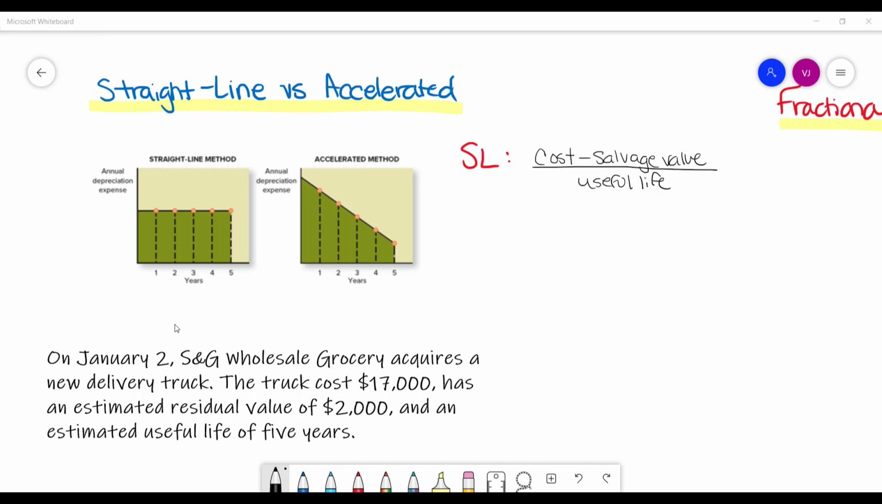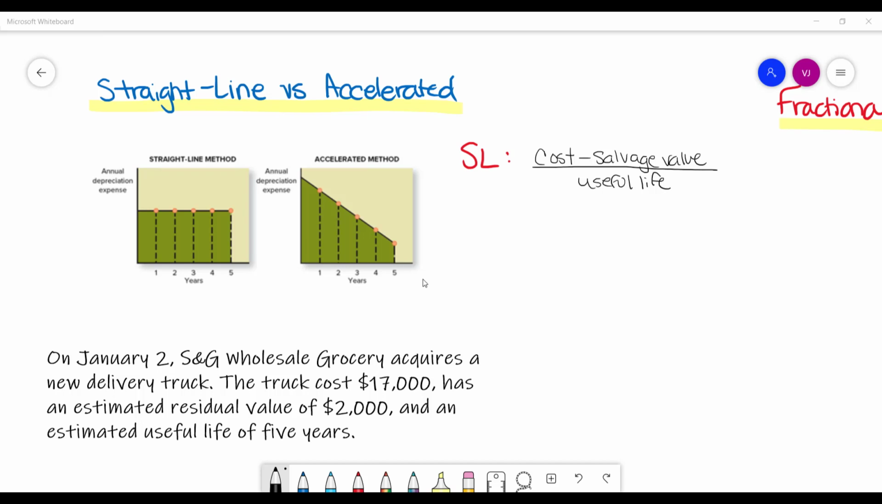The difference, however, is how much of that total is recognized in each period. In straight line, it's an equal amount each period, but with the accelerated methods, it's a different amount each period. More is recognized early in the life of the asset and less later in the life of the asset. So the total amount recognized is the same, but how much is recognized of that total each period is going to be different and vary from method to method.